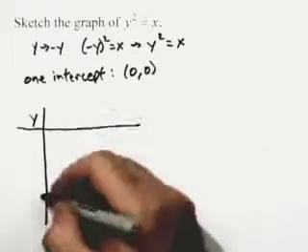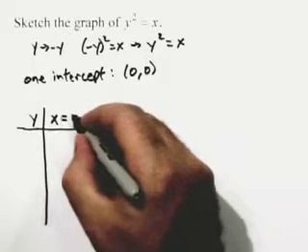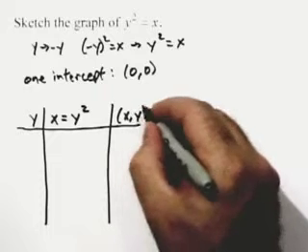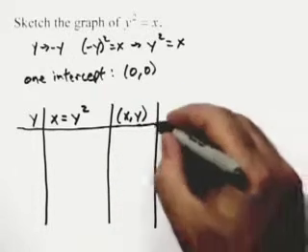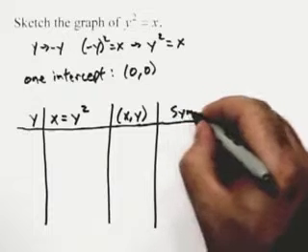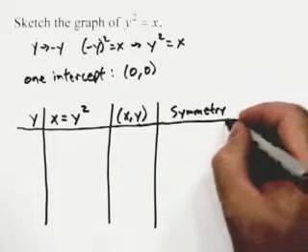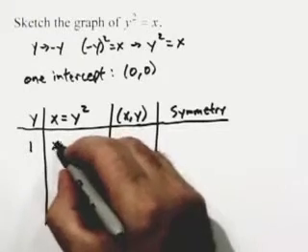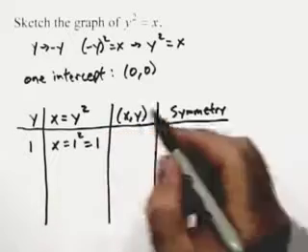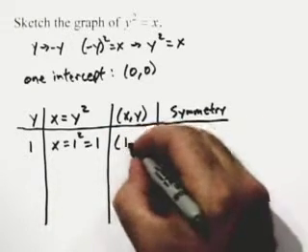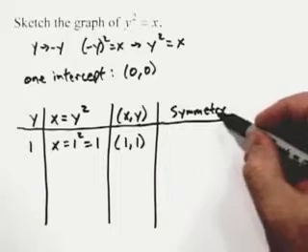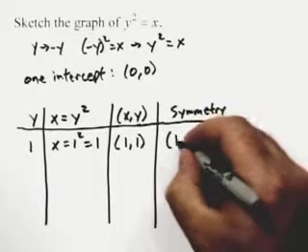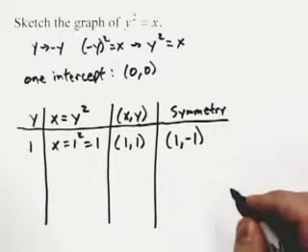In creating our table, we'll start with y. We'll have x is equal to y squared. We're going to write our corresponding ordered pair, x, y. And then we'll have another column using our symmetry to obtain an additional point. If we go ahead and let y equal 1, x is equal to 1 squared, which is equal to 1. The corresponding ordered pair is 1, 1. From symmetry, we have x-axis symmetry. So we'll change y to negative y to get an additional point, 1, negative 1.